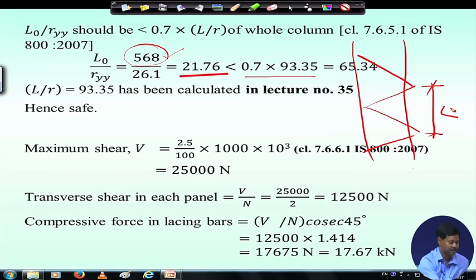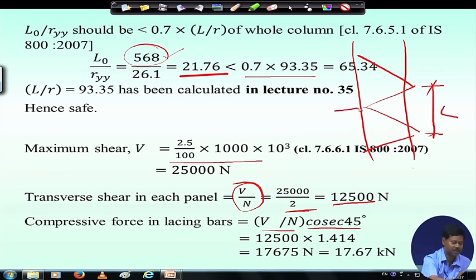Now, the maximum shear we have also calculated, which is 2.5% of the compressive load, and the transverse shear in each panel has been considered as there are two parallel faces. So, the value of n we have considered 2. Therefore, the transverse shear in each panel is coming this much, and the compressive force in lacing will be transverse shear into cosec 45 degree. Why cosec 45 degree? The transverse shear is coming in this way and the compressive force will be in this way. So, while making the equilibrium equation, we can find out this value.